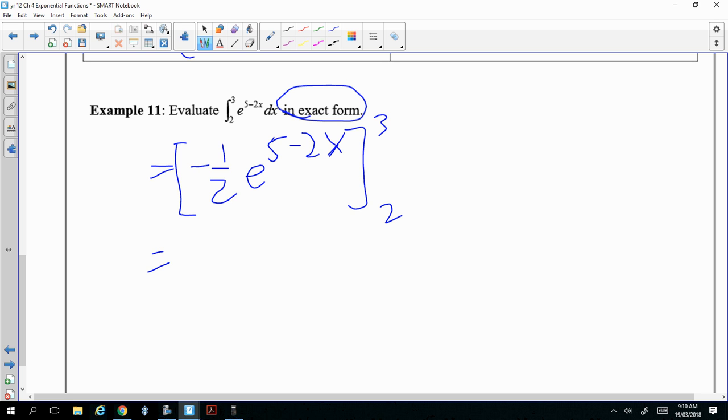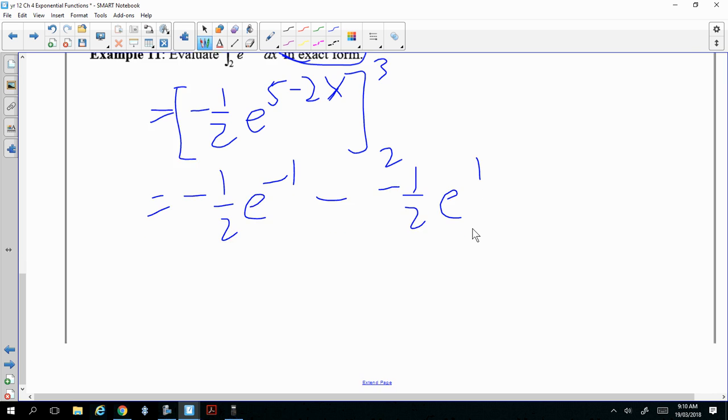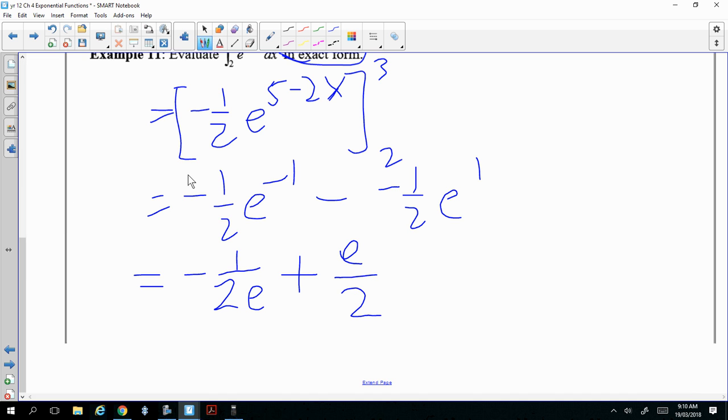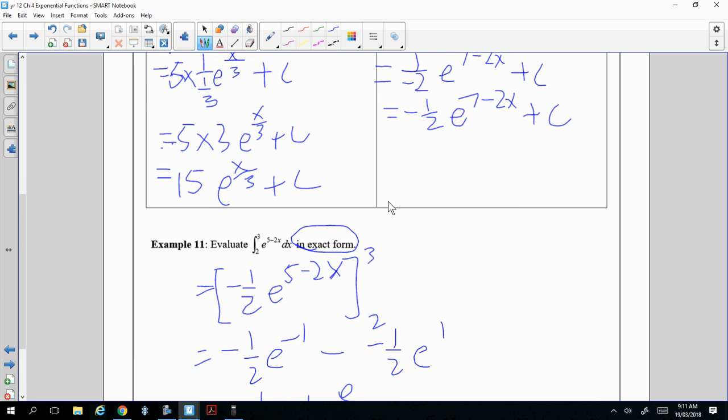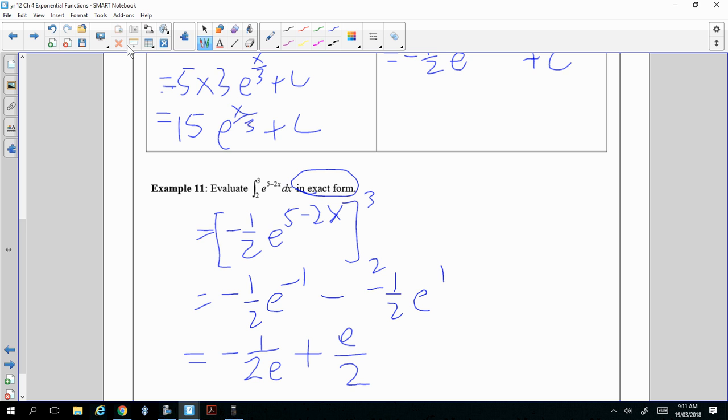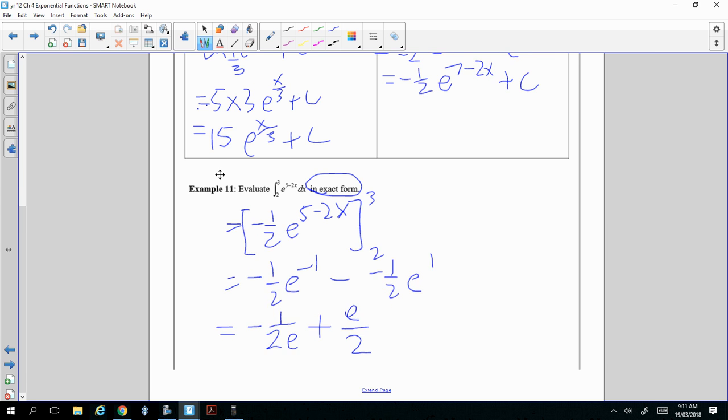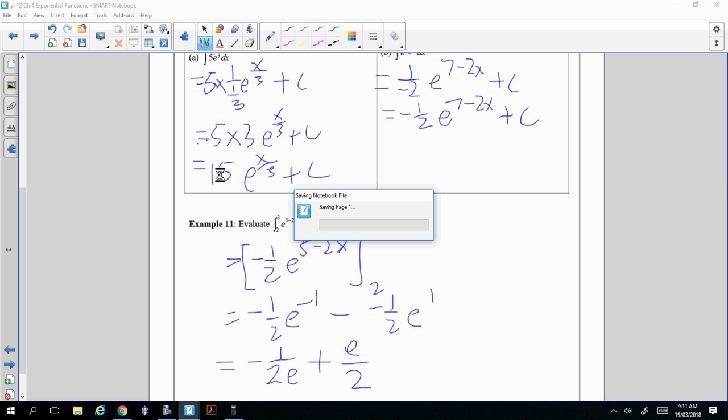Alright, -half e to the power of -1 minus -half e to the power of 1. Double minus, and then you get -1 over 2e. Double minus is plus e over 2. Alright, like that. Any question? Okay, so let's just show you the topic again. Right, after this, go to the next page, we'll do some graphs.